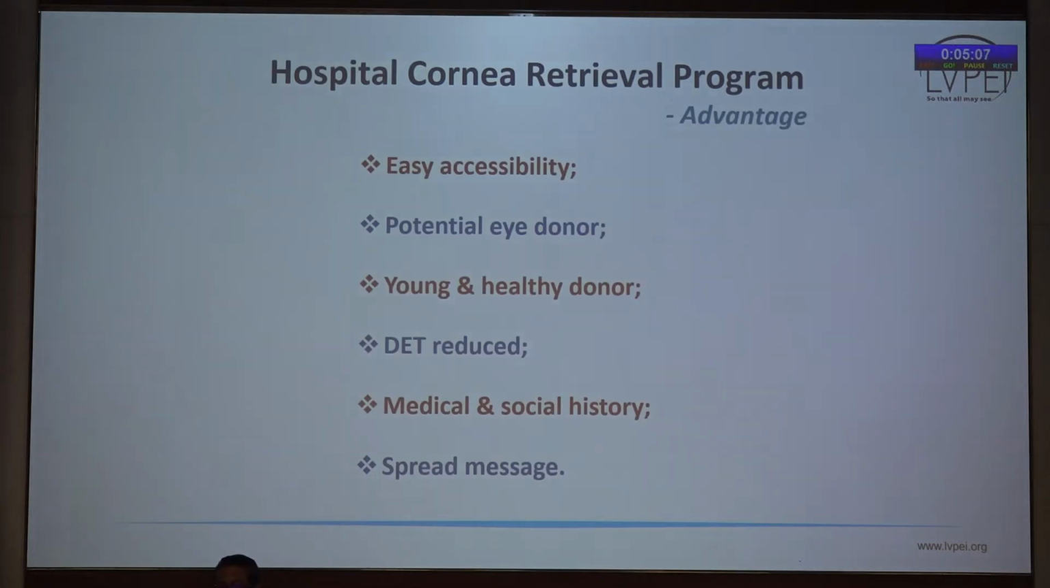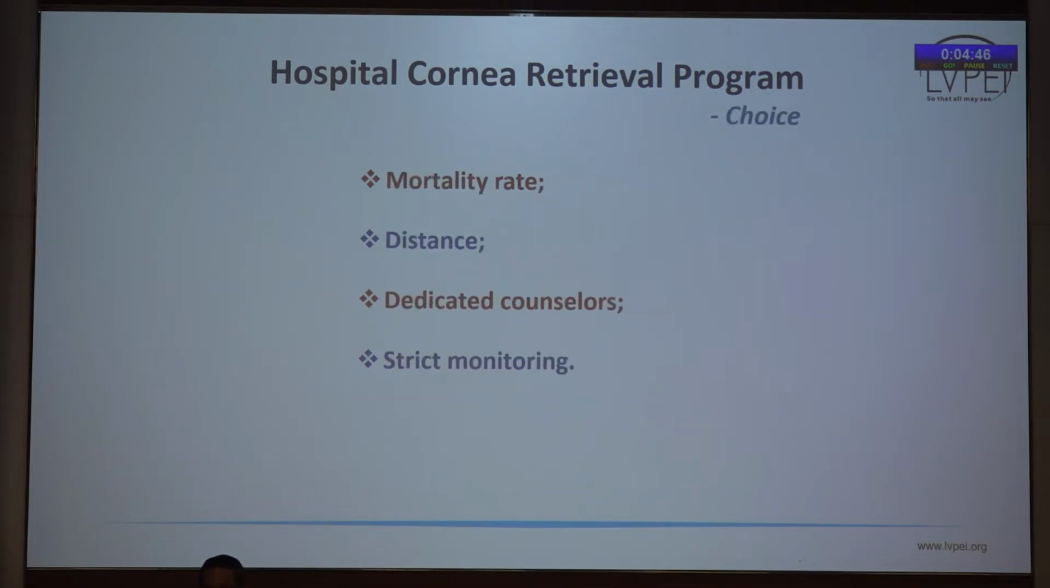So all of us know why we choose SCRP: because of very good utilization, because of young donors, we get the history, and death-to-excision time is reduced. Hardly anybody in our eye bank has to go out from the eye bank. Mostly they are there, so we don't get a call. In fact, we have a number, but we don't get a call because they are there. Except voluntary, we don't get.